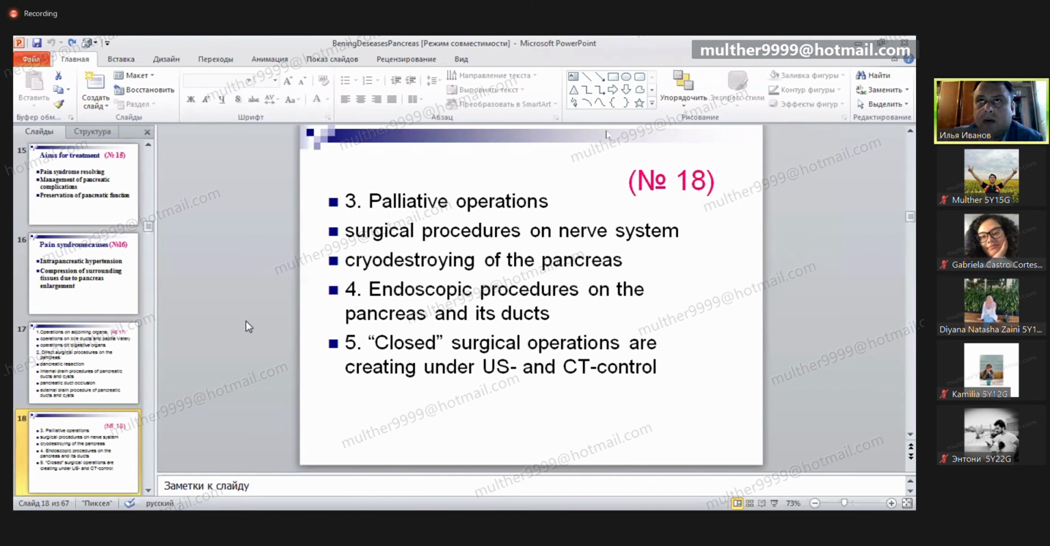It's the use of the mother-baby endoscope and endoscopic operations in the lumen of the pancreatic ducts, with dissection of the strictures, removing of the stones, and some other operations. And the next, closed surgical operations by the use of ultrasound or CT scan control.